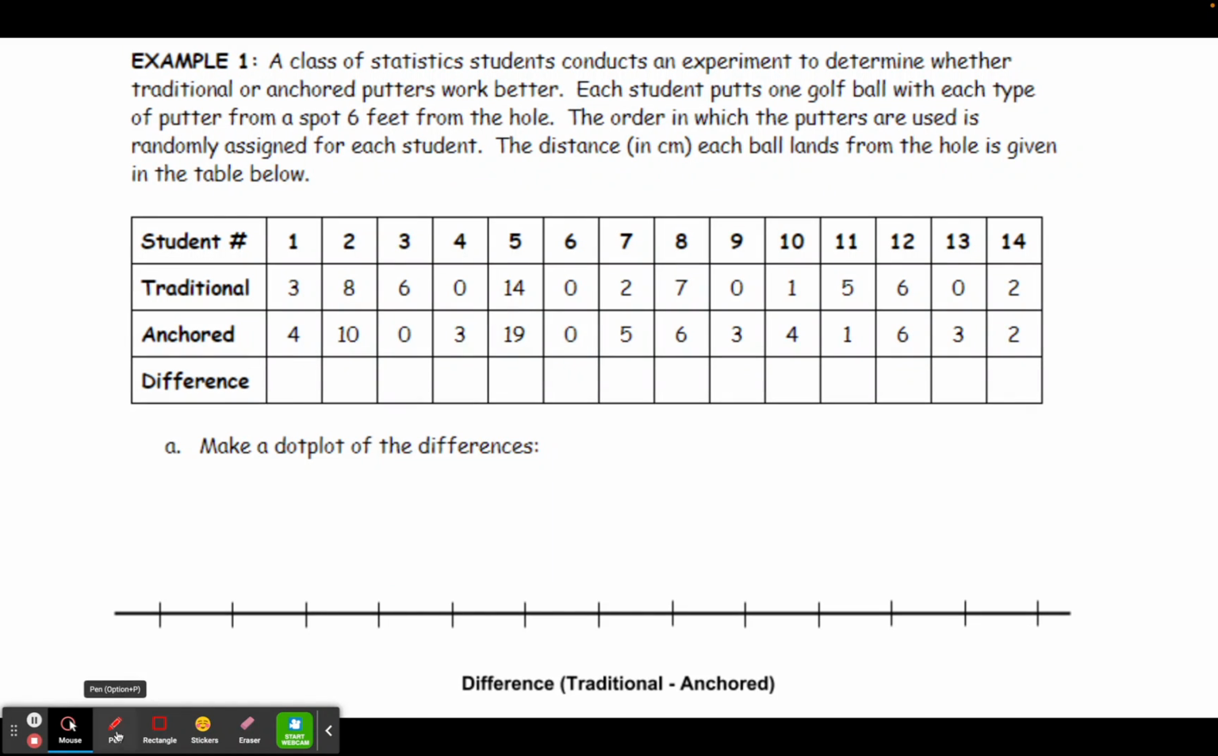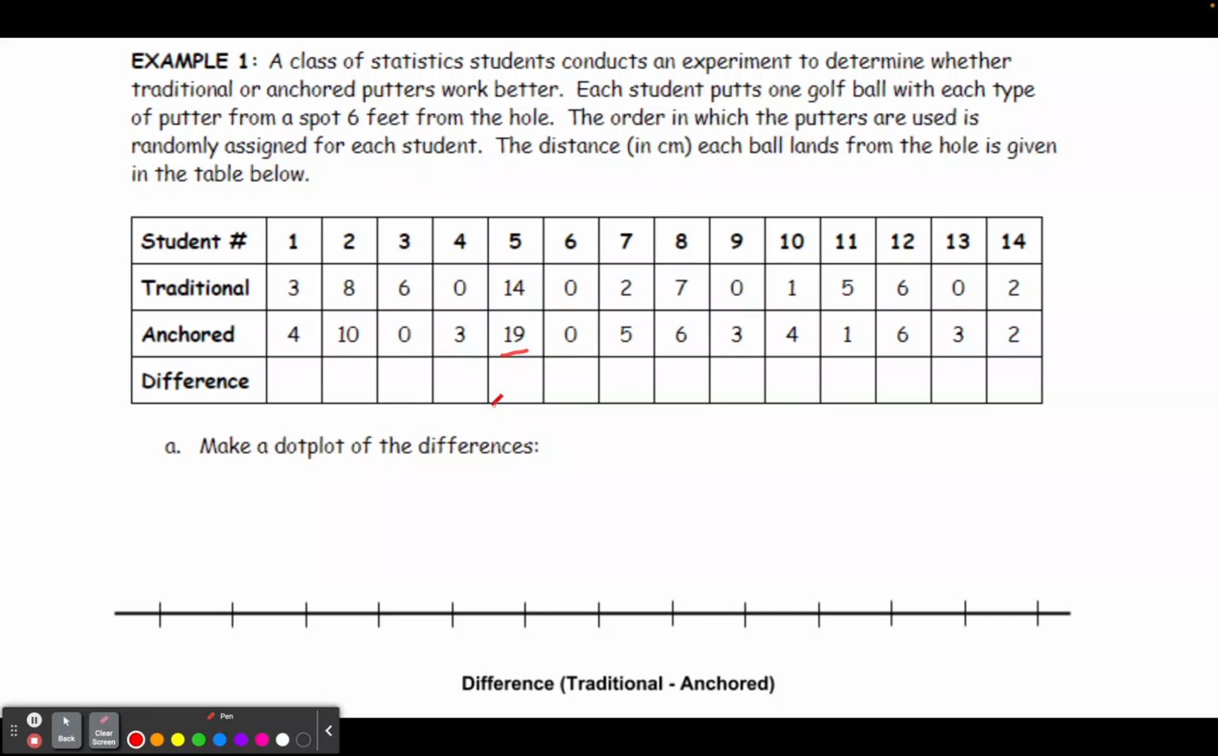Now, the reason the difference is important is because you might have a student, for example, student number 1 seems to be a pretty good golfer. With both types of putters, their golf balls were only 3 or 4 centimeters from the hole. Now, look at student 5, for example. Student 5 doesn't seem to be as good a golfer, right? Their golf balls landed much farther from the hole.